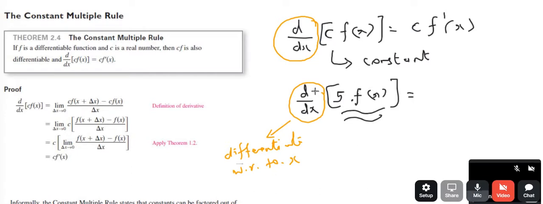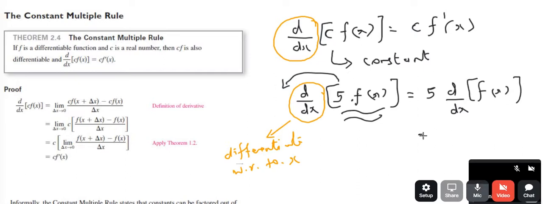So in this case what you do is you can just ignore the 5, or you can simply take it out of the differentiation operator. So you don't have to differentiate that. Then you just have to differentiate only f of x. This is what the constant multiple rule says. It's fairly simple. So 5 times the differentiation of f of x is 5 times f prime of x. Alright.